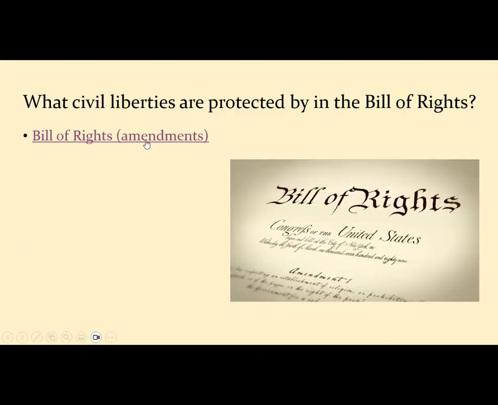But now what I'm going to do is show a video here that is going to introduce, talk a little bit about the ratification debates, but then give a quick overview of the Bill of Rights.